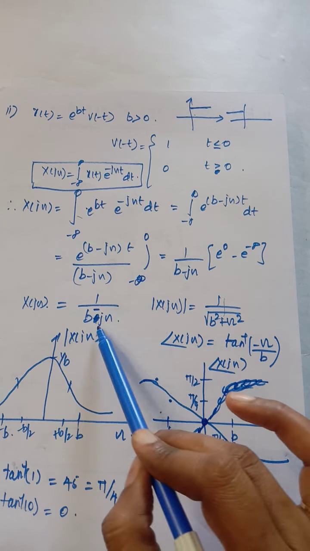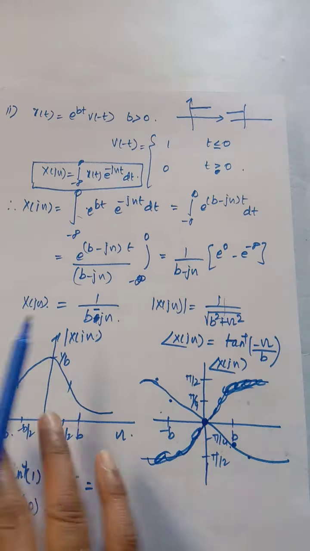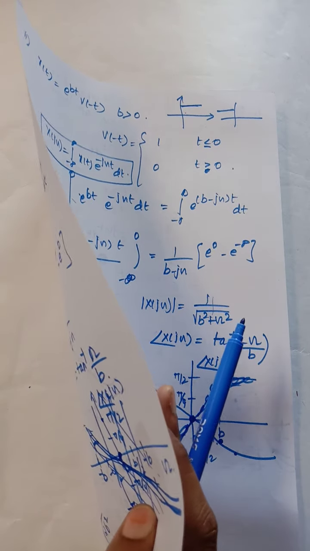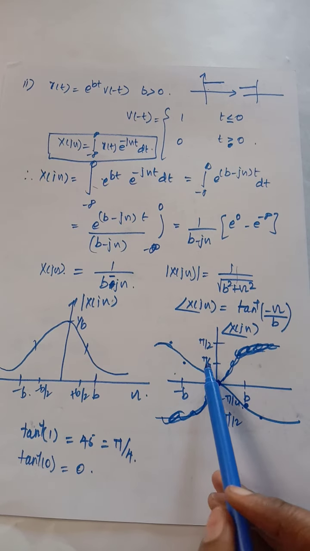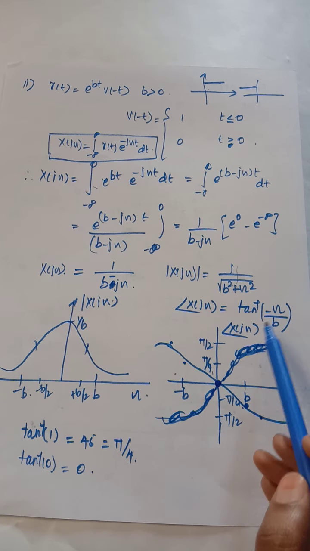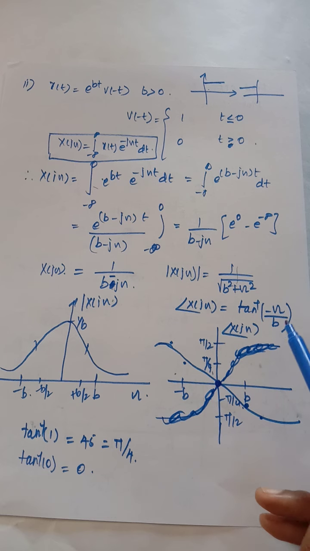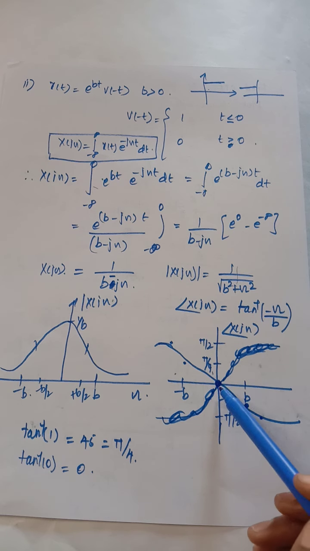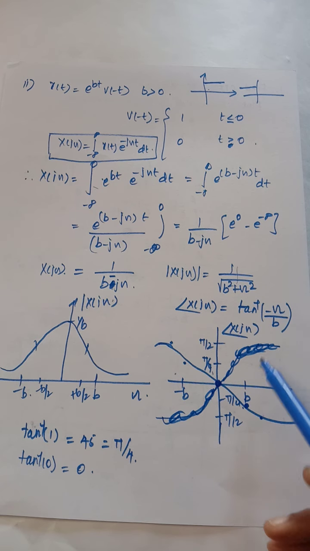the imaginary part is minus omega, the real part is b. So tan inverse of minus omega by b. So here what we are going to get is the opposite of the previous one in phase. When you substitute omega equal to 0, you will get tan inverse of 0, which is 0. When you substitute omega equal to b, you will get minus 1. So it is minus pi by 4.